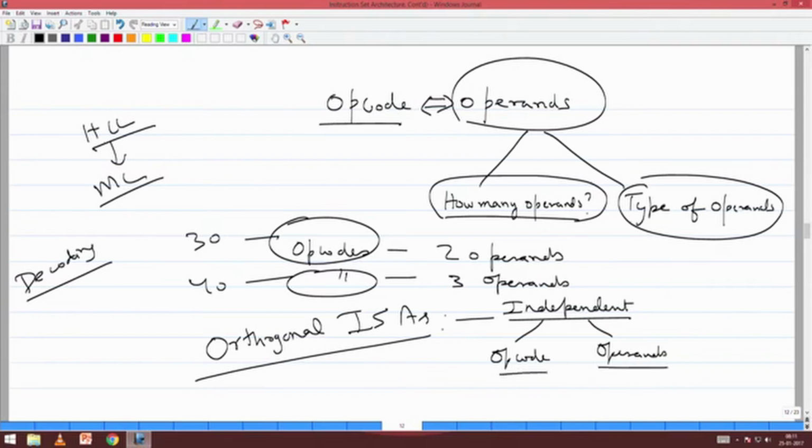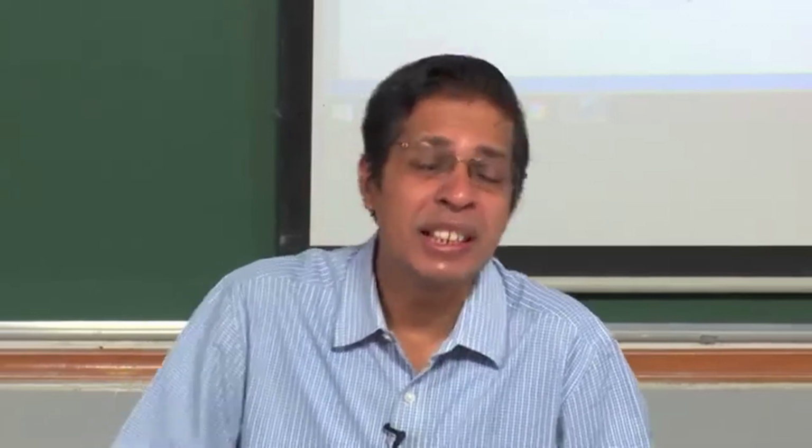Now we will try to be as orthogonal as possible. It is not possible to be completely orthogonal, but we will try to be as orthogonal as possible. If you look at the Hack ISA that we did last semester, it is almost orthogonal. Now what is one necessary condition for an orthogonal ISA? What is one condition that will make an orthogonal ISA possible? Fixed length.